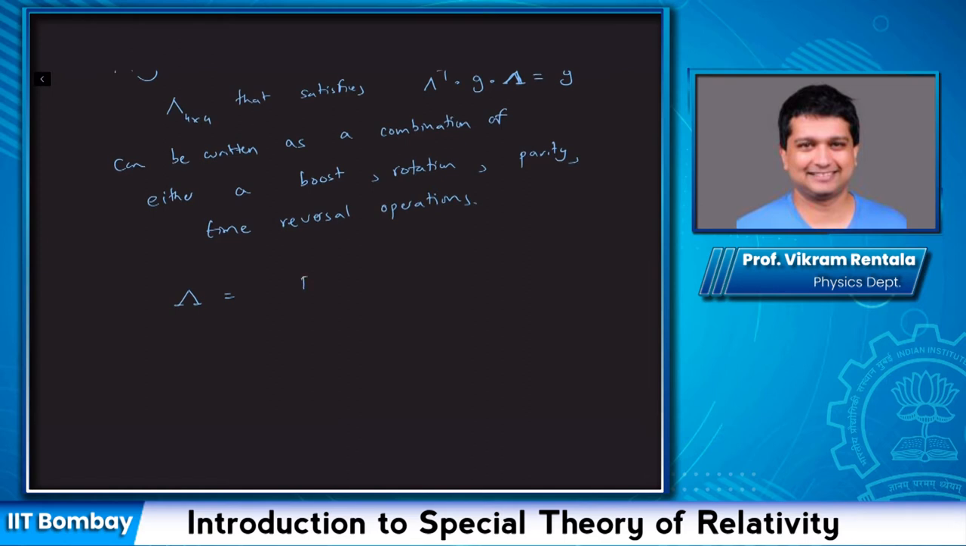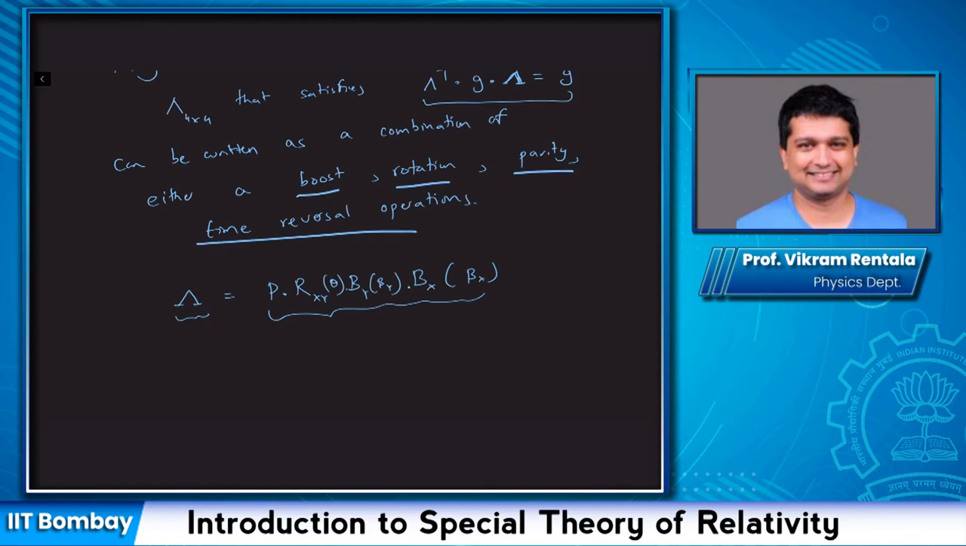That is, I can construct some matrix lambda which, let's say, looks like this: let me make a boost along the x-axis by a parameter beta x. Let's make a boost along the y-axis by a parameter beta y. Let's further follow this by a rotation in the xy plane by an angle theta. And let's follow this with a parity operation. So you can imagine this combination of operations, and this combination will again belong to the Lorentz group. And in fact, you can generate any operation in the Lorentz group, that is matrices which satisfy this property, by a combination of boosts, rotations, the parity operation, and the time reversal operation.